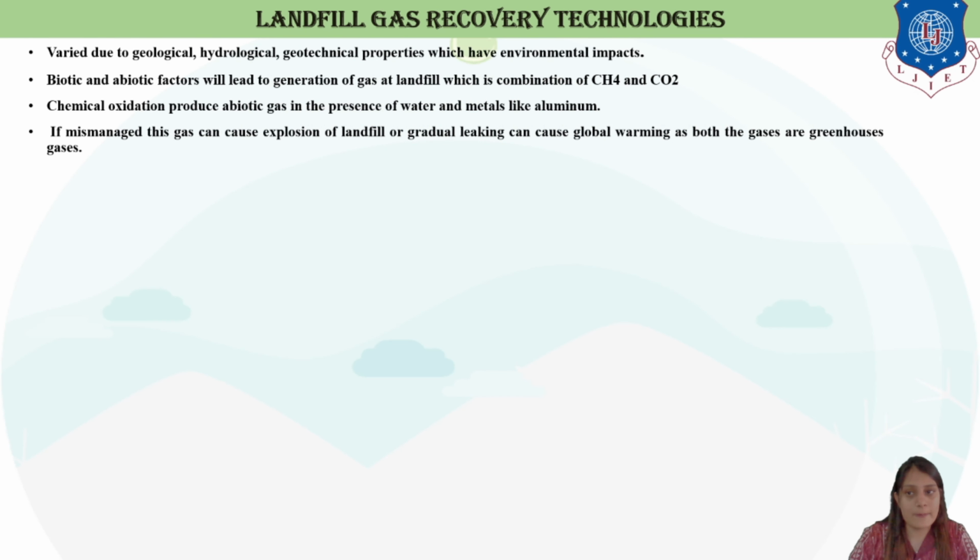It varies due to the geological, hydrological and geotechnical properties, which have environmental impact. Biotic and abiotic factors will lead to the generation of gas at the landfill, which is a combination of CH4 and CO2, that is methane and carbon dioxide. Chemical oxidation produces abiotic gas in the presence of water and metals like aluminium, right? So this gas causes damage and that should be taken care of, because it will lead to global warming, as both gases are greenhouse gases, right?